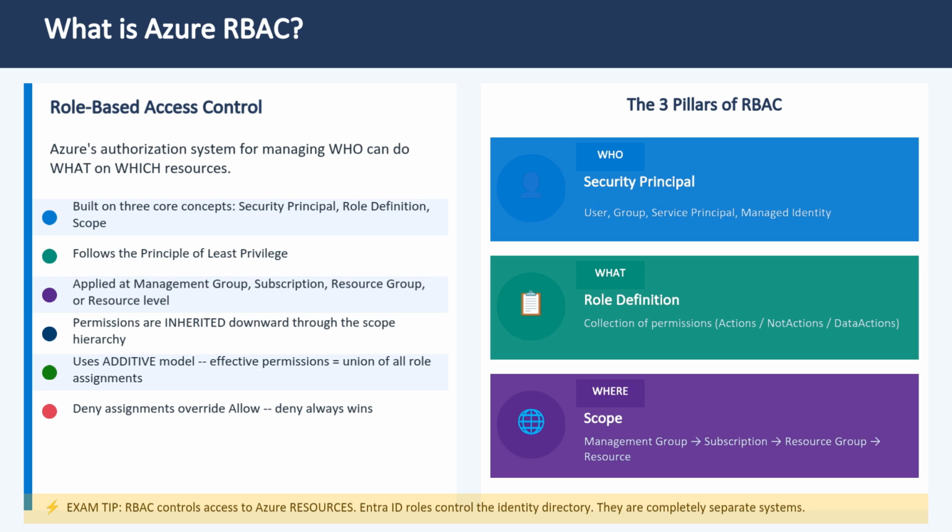First, let's ask ourselves, what is Azure RBAC? Azure RBAC is the answer to the question, how does Azure decide if someone can do something? There are three pillars that form the foundation of this question. Every role assignment in Azure involves exactly these three things. Pillar 1, the who, or the security principal. This is the identity being granted access.